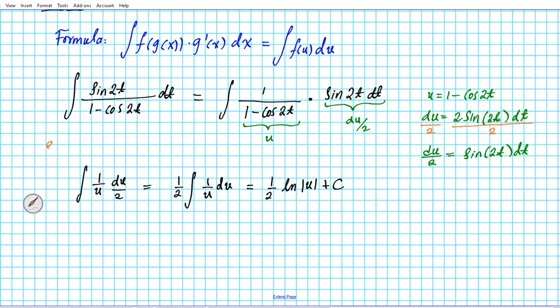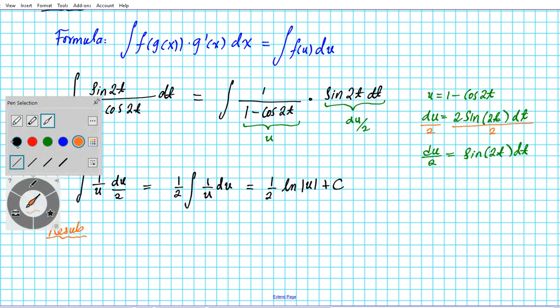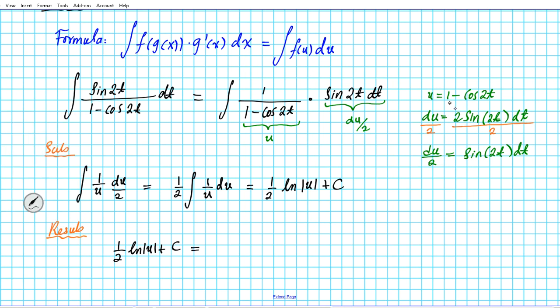We carried out our substitution step here, and guess what we do after you integrate? You have to resubstitute what you substituted out. So if we carry out our resubstitution, the answer that we got, 1/2 times the natural logarithm of the absolute value of u plus c, we'll take that u out and replace it with what it originally was, which is 1 minus cosine 2t. Your answer will be 1/2 times the natural logarithm of the absolute value of 1 minus cosine 2t plus c. Alright, ladies and gentlemen, that is our final answer.